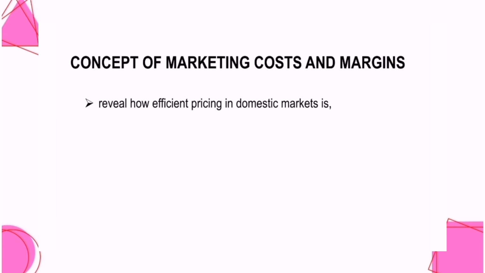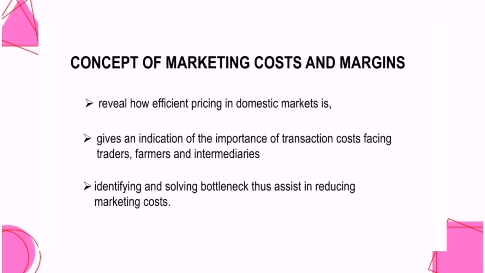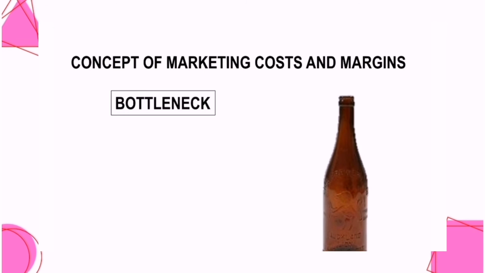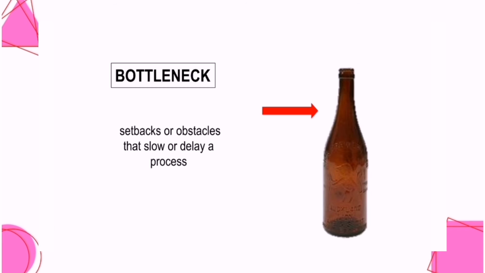Now, let's move on to the concepts of marketing costs and margins, or the principle of marketing cost and margin. So, first, this reveals how efficient pricing in domestic market is. This also gives an indication of the importance of transaction costs facing traders, farmers, and the intermediaries. And lastly, this helps in identifying and solving bottleneck, thus assist in reducing marketing costs. In business world, bottleneck is defined as the setbacks or obstacles that slows or delays a process.